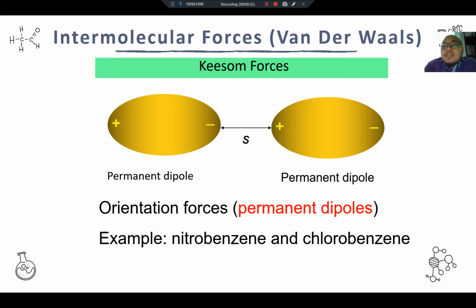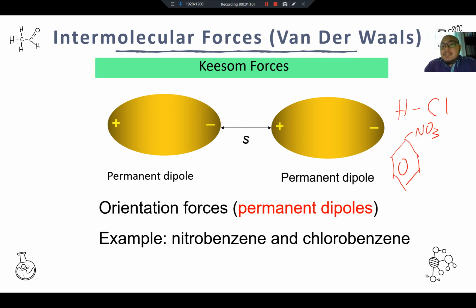HCl, or below here it shows nitrobenzene. Based on the structure itself, it is already polar. A compound is polar when the compound itself is non-symmetrical and has an unsymmetrical charge distribution. Usually based on the shape itself, or based on the functional group itself, we can already know whether it is polar or not.